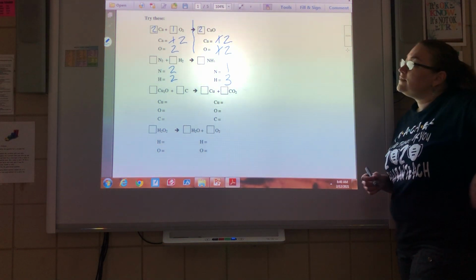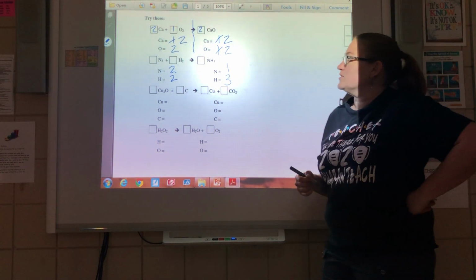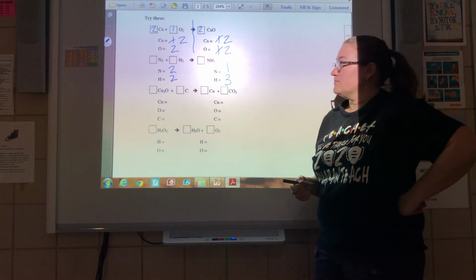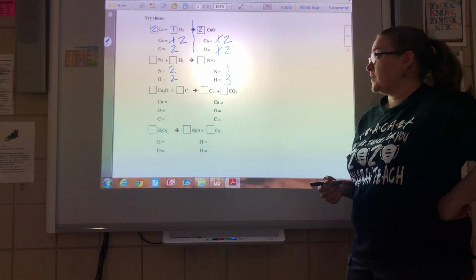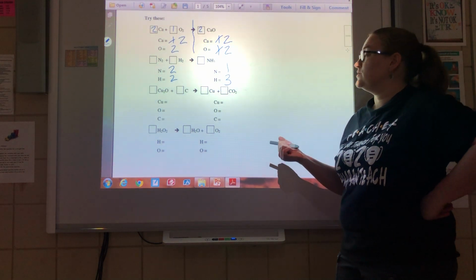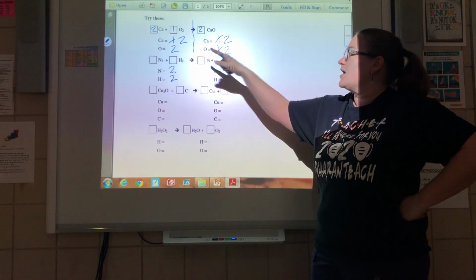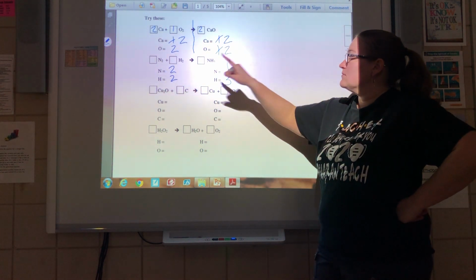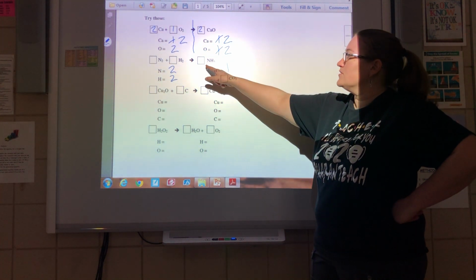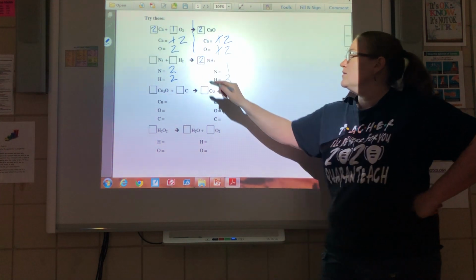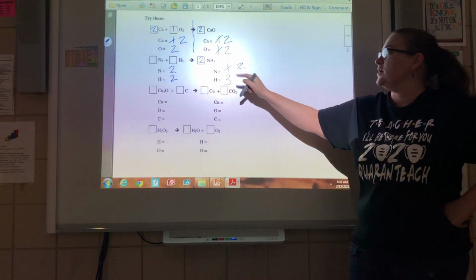So, what might be the easiest one to start with? Probably nitrogen on the right. Nitrogen is going to probably be the easiest one to start with. If I've got 2 on the left, how do I make 2 nitrogen on the right? Add a coefficient. I've got to add a coefficient of 2. Does everybody see that?